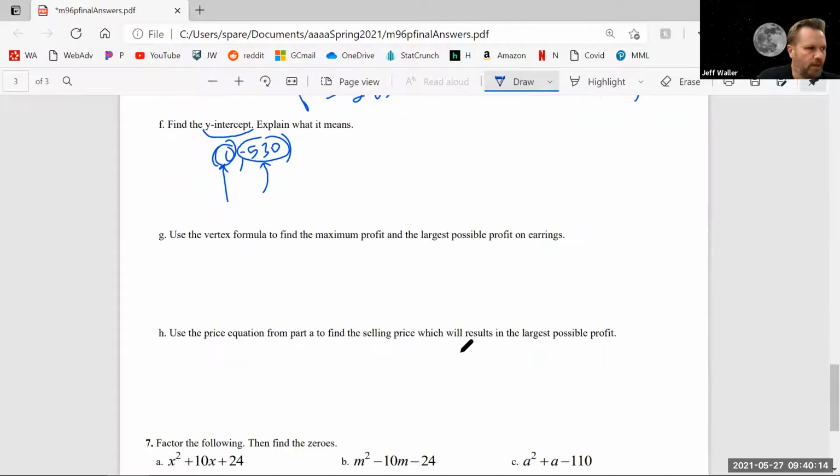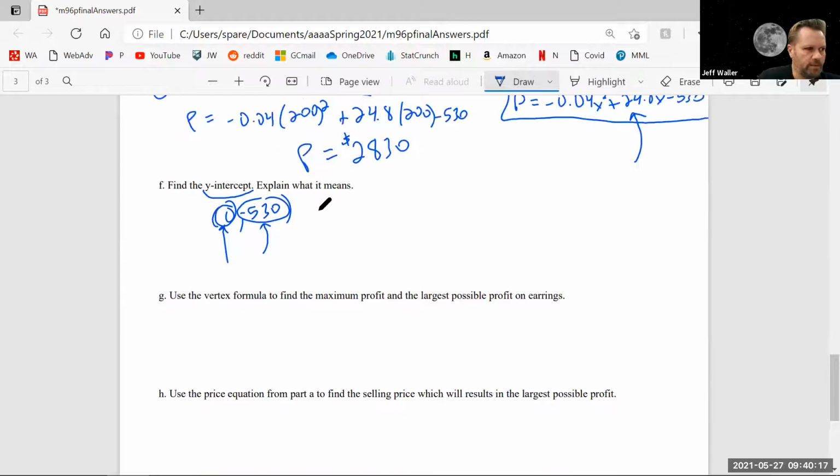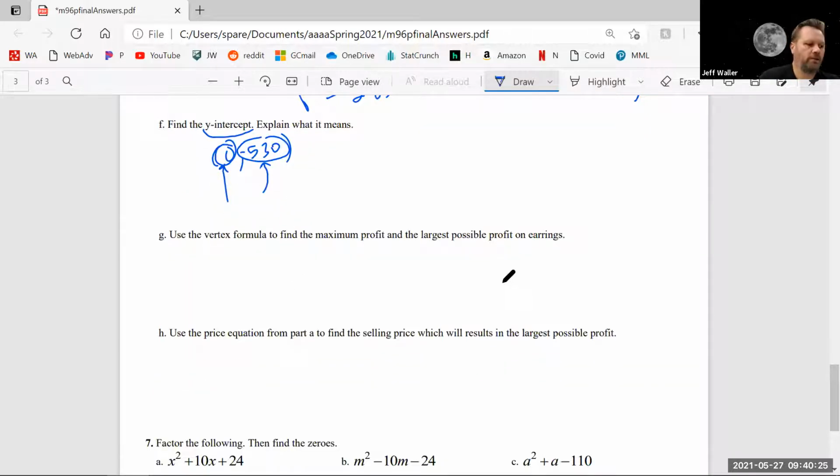All right. So that's what it means. That's the hole we start in just to start the business before we sell anything. Of course the break-even point would be good to know, but I don't ask you for that.